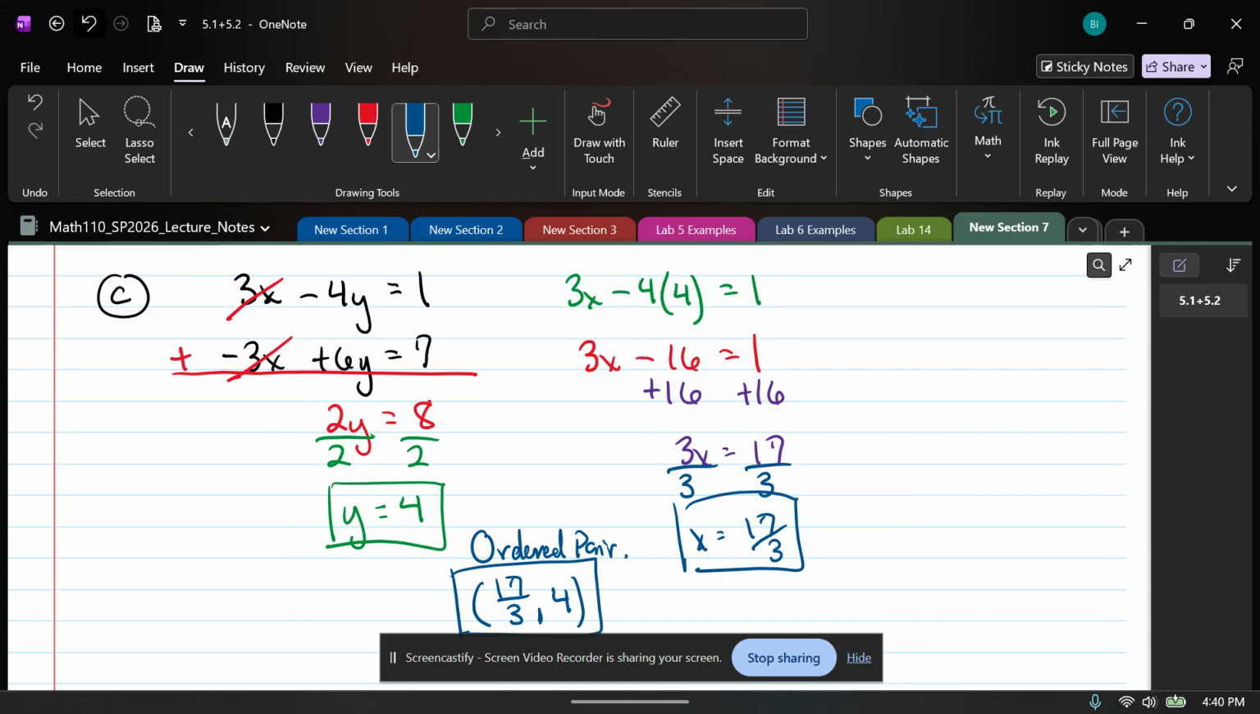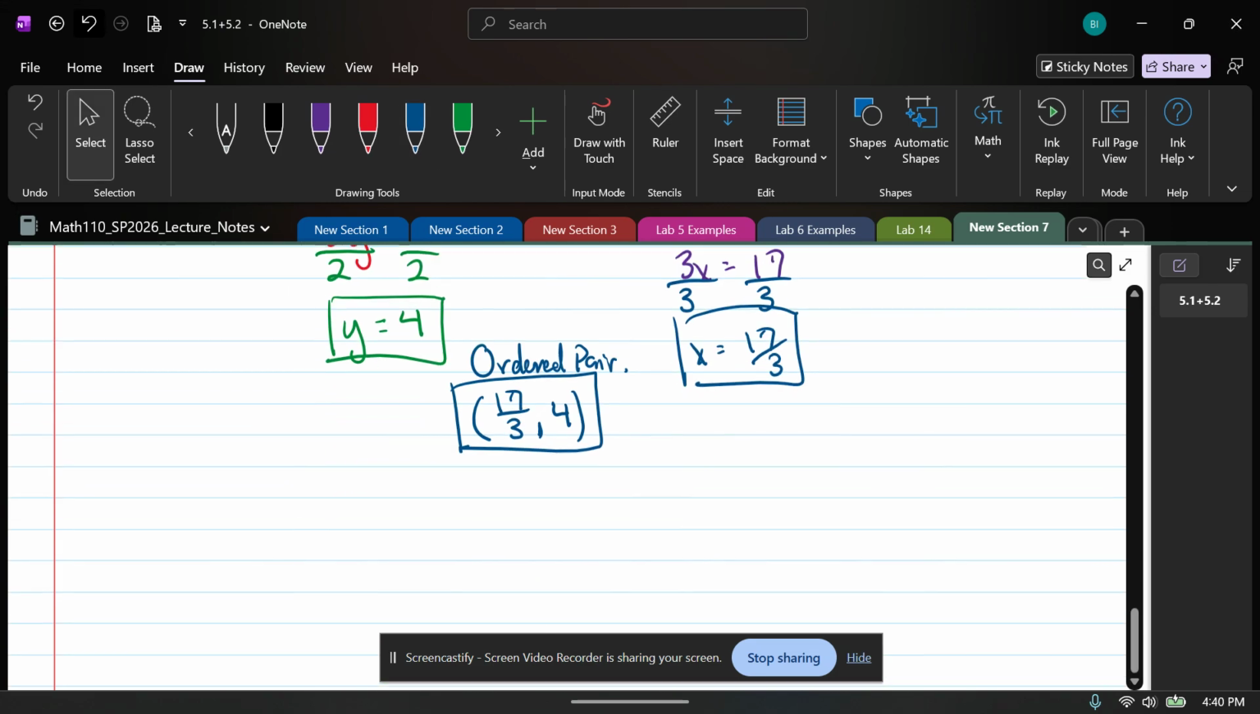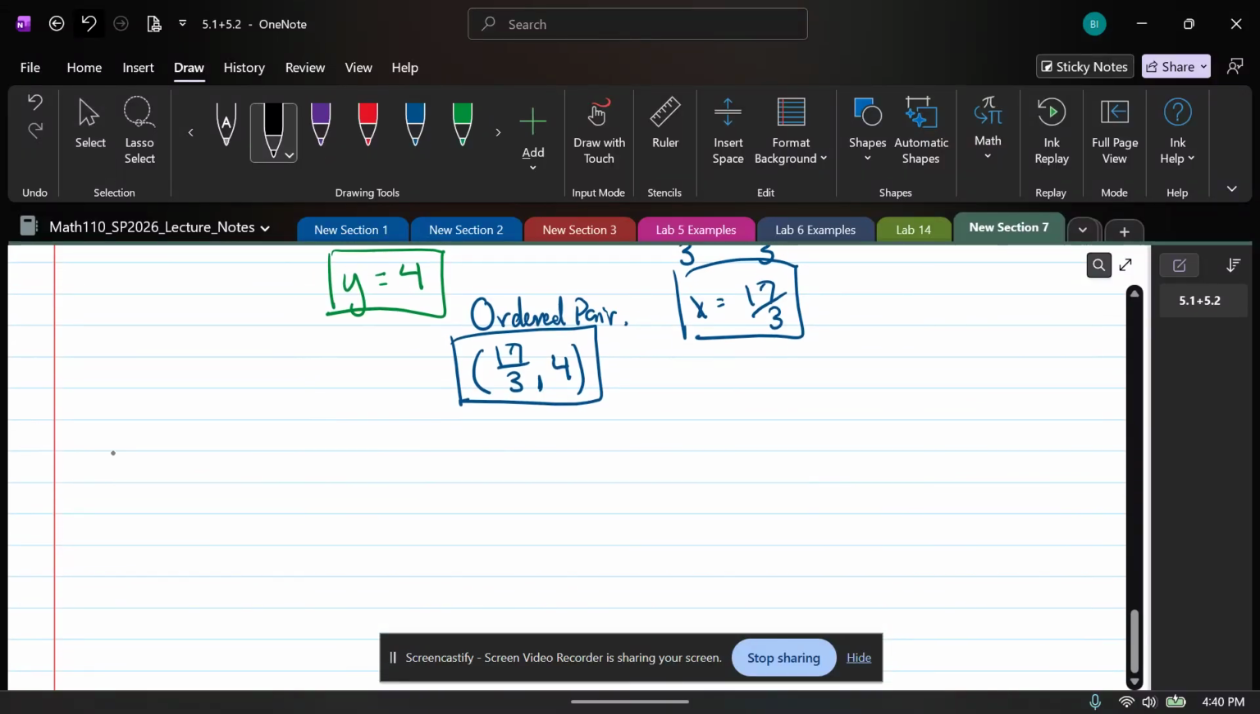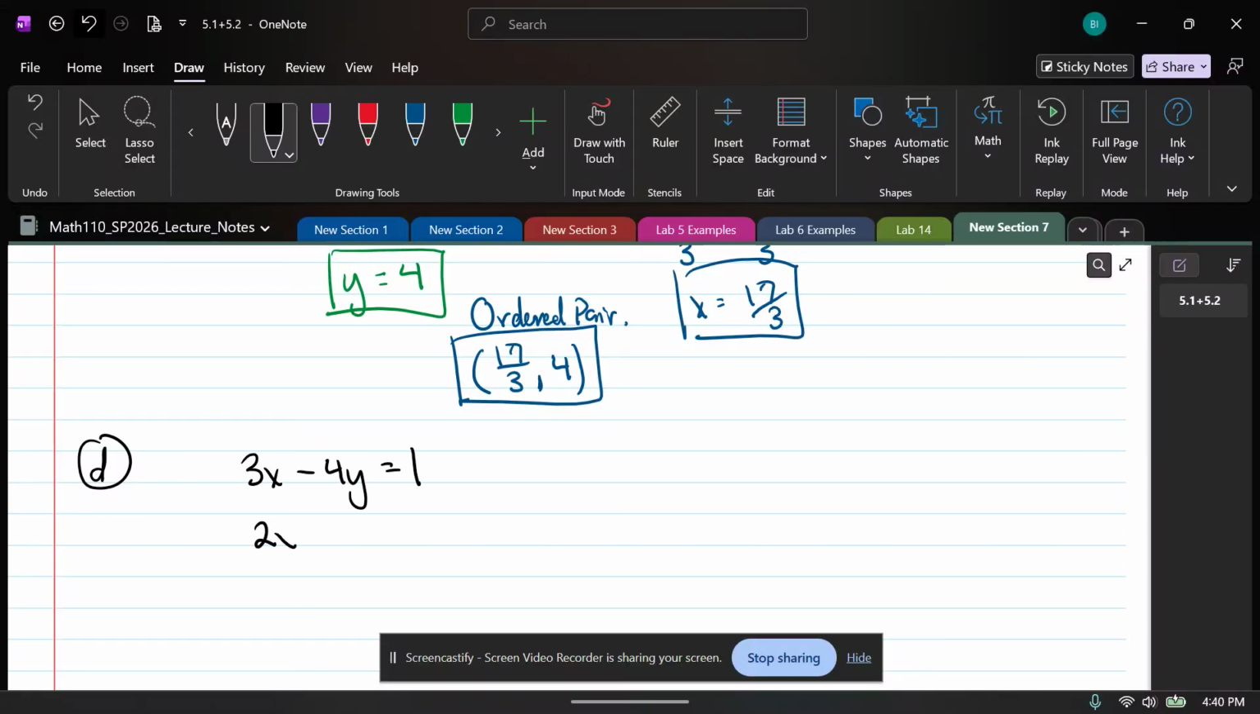On that problem, elimination was great. We already had opposites on our letters. Sometimes you don't have the opposites on there to begin with, and you've got to make them show up. So let's look at one where we've got to do a little bit more work to get it to eliminate. So let's say we had 3x minus 4y equals 1, and then 2x plus 3y equals 12.